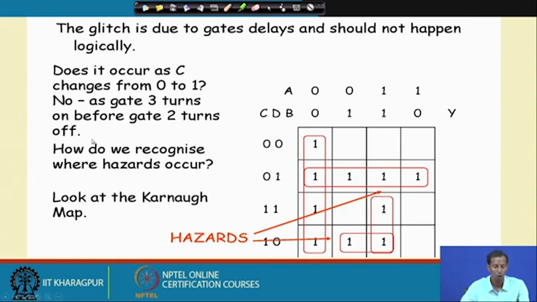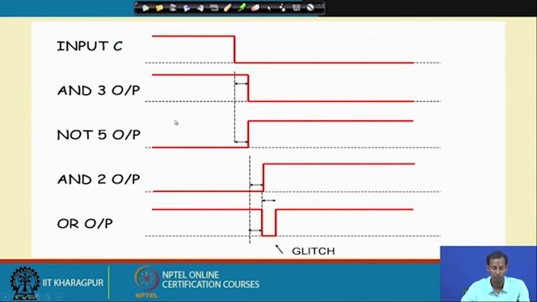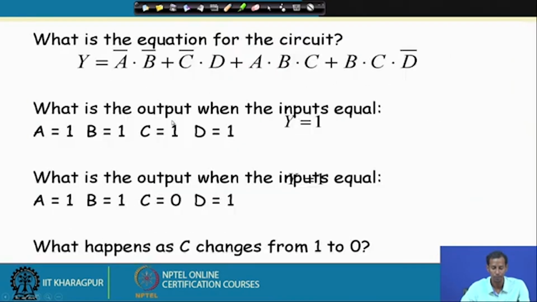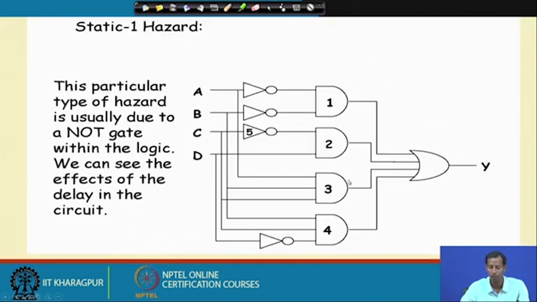Okay. So, why not? Because gate 3 turns on before gate 2 turns off. Okay. That means when gate 2 turns off, what is gate 3? Because this gate is turning on before this gate 2 is turned off. Why? That is why, as I said, there is no balanced path in between. So, that is why it is happening.